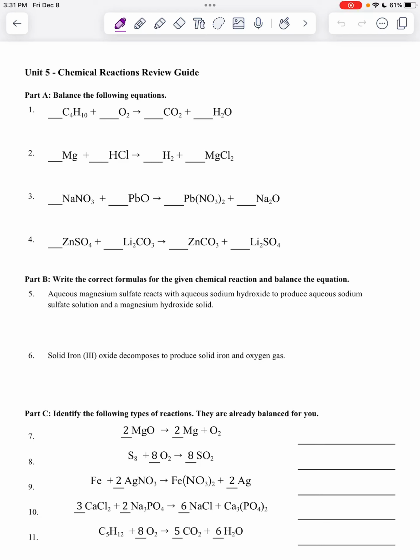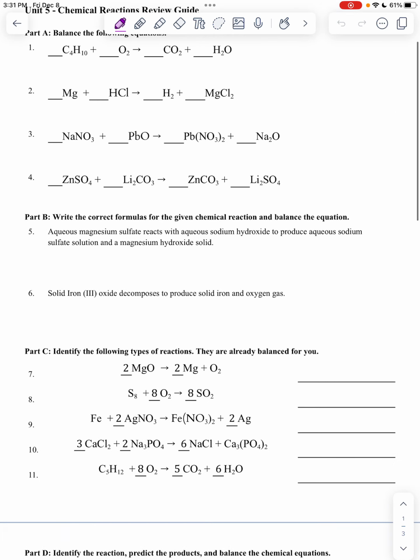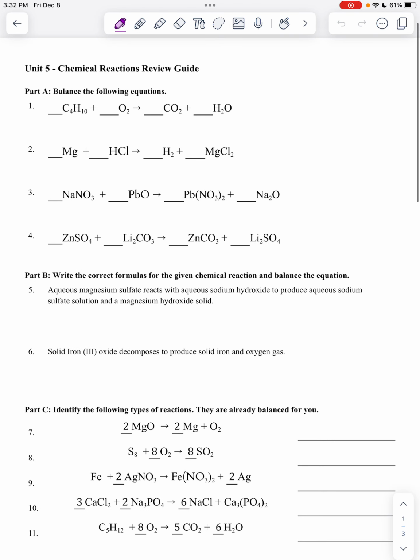All right, so I'm going to go through just a couple of problems of each part. Part A I might go through the whole thing, just because it'll go relatively quick. But when we're talking about our chemical reactions unit, we are going to be breaking it up basically into four different parts, as you can kind of see here, where we have our balancing.